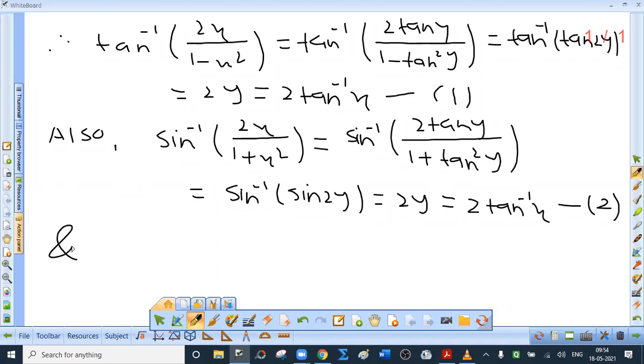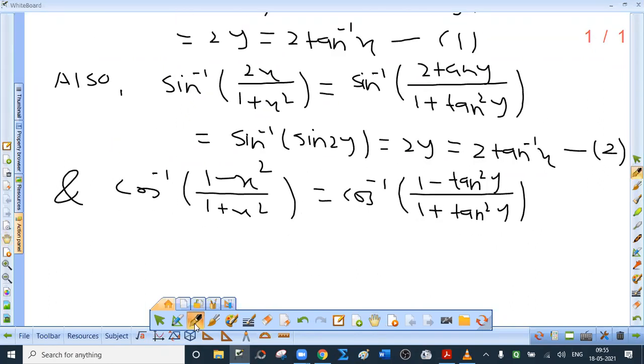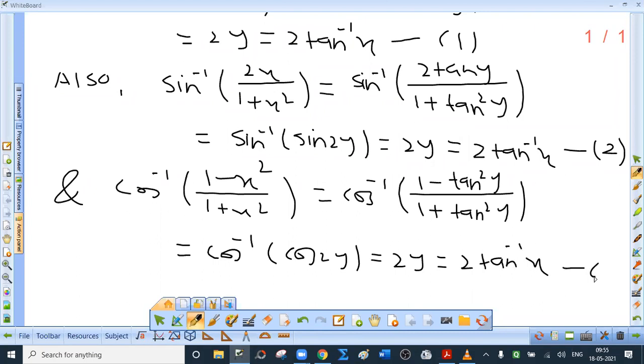And cos inverse, right, 1 minus x square upon 1 plus x square, this becomes cos inverse 1 minus tan square y upon 1 plus tan square y equal to cos inverse of cos 2y equal to 2y, that is 2 tan inverse x. This is third result.